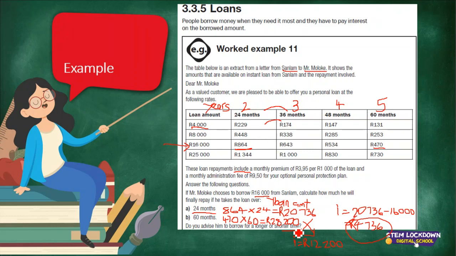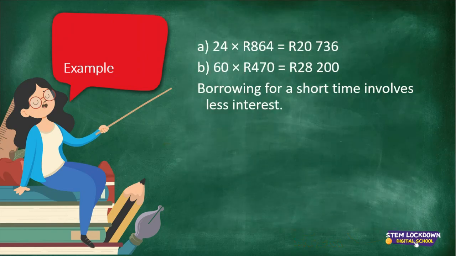Okay, that was a very, very easy one, our first one. Now let's look at a more challenging example. So there are your answers, right? Here, borrow for a shorter time because this has less interest.